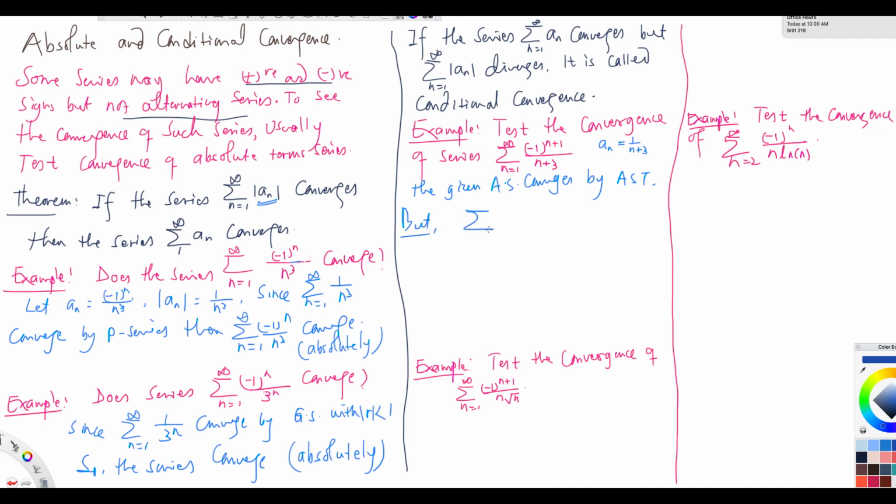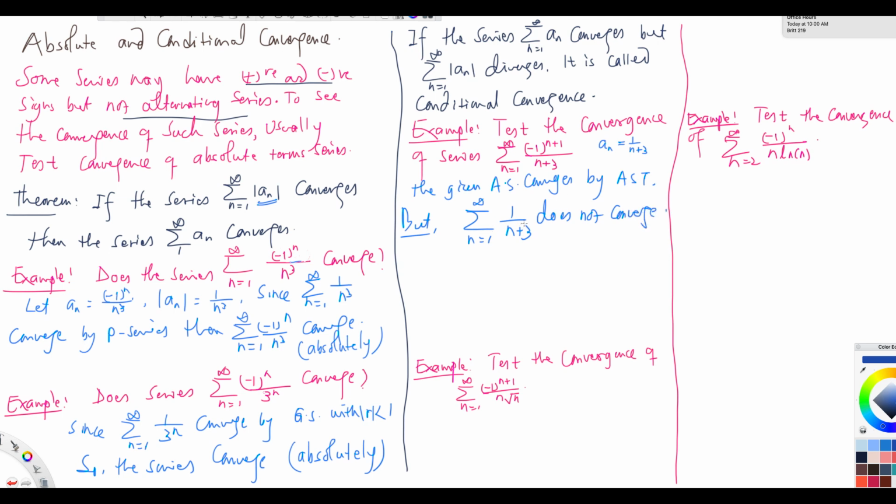The series of the absolute terms, the sum from n equals 1 through infinity of the absolute value, is 1 over n plus 3, okay. So does this converge? It does not converge. Oh, n equals 2, I think. What was that question? That was question number 44 from the book. It does not converge. How? Let us check that.